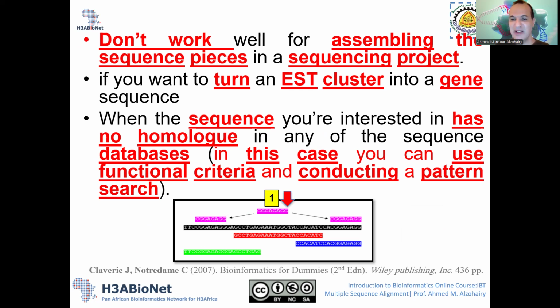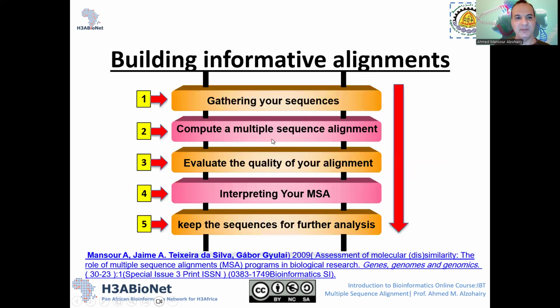So in this case, we will find something else. We will tell you about it, for example, we will look at the functional criteria and conduct what we call a pattern search. We will come to this later on.